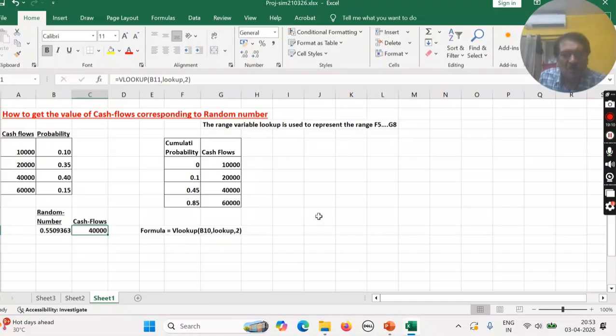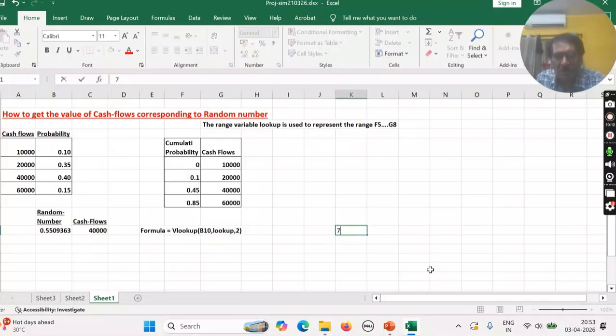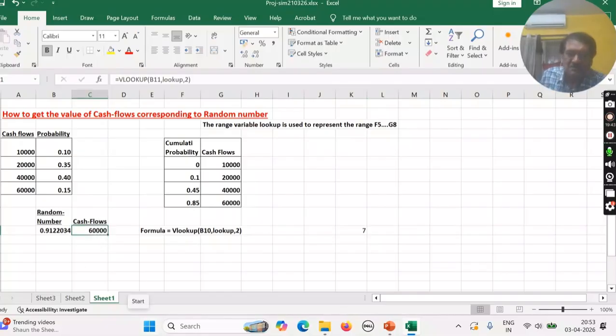I can show you by changing the value. This is 0.55. Suppose I write anything here, that value will change at random. Suppose this way, what if it is 0.91220? Then what will be the demand? What will be the cash flows as per the data given? 0.91 means it is more than that, and up to 1 cumulation, the value will be 60,000. You see, the value is 60,000 as taken.